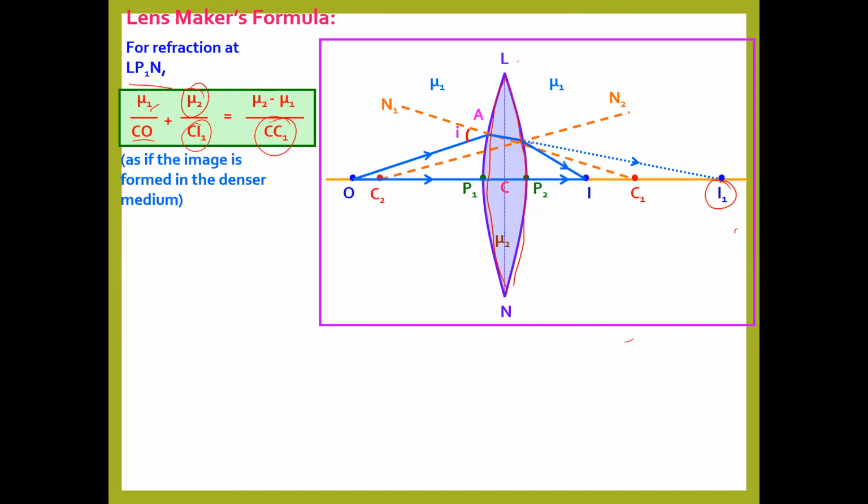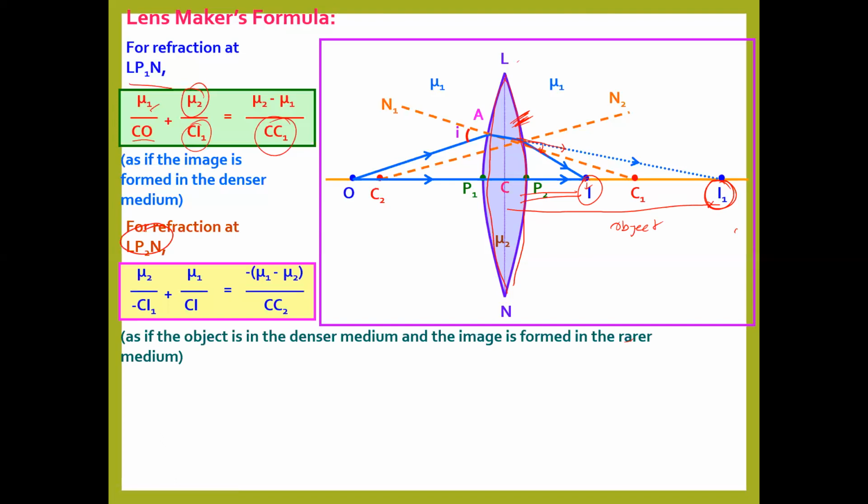And for that, the final image, when the light ray passes here, it does not go in a straight line, it gets refracted. That means some bending of the light ray happens. So the final image is here, not there. So this I1 is actually the object with respect to the second surface, and this is the image with respect to this surface and the final image also. So now we can use the same formula for the second surface, that means this surface LP2N.